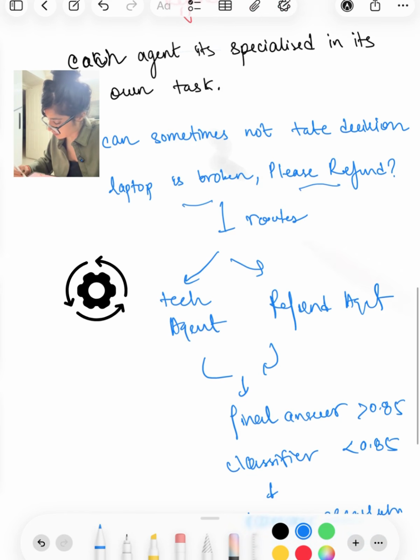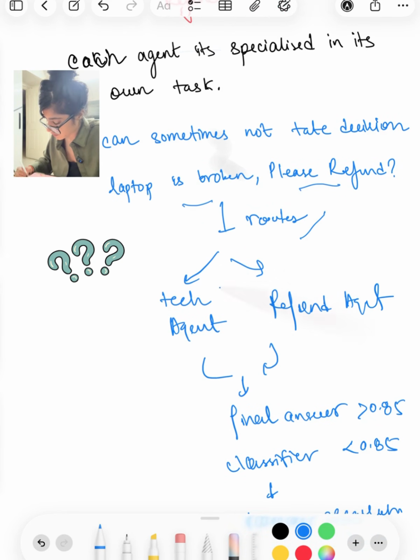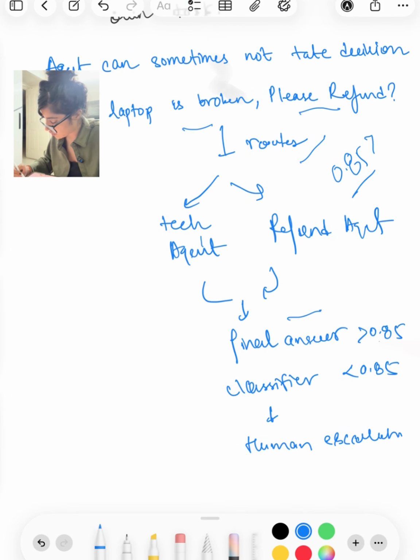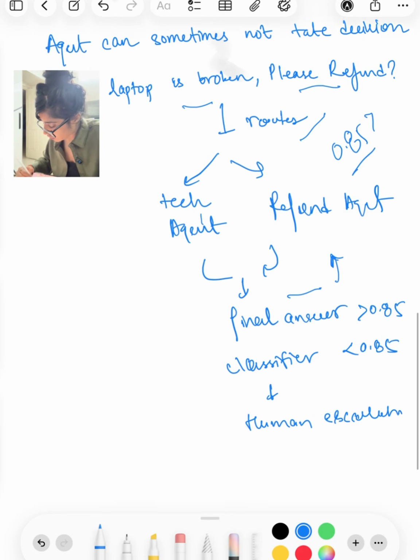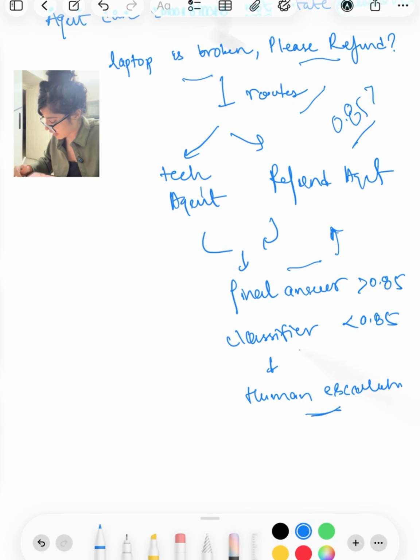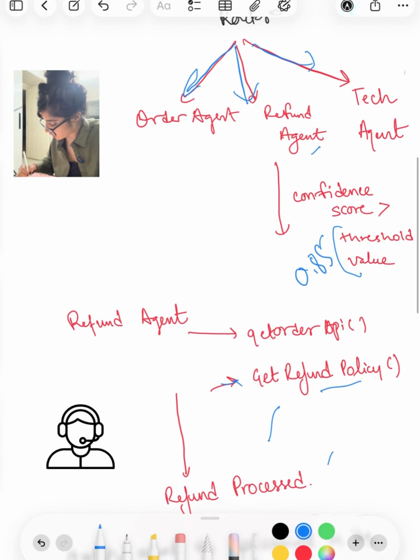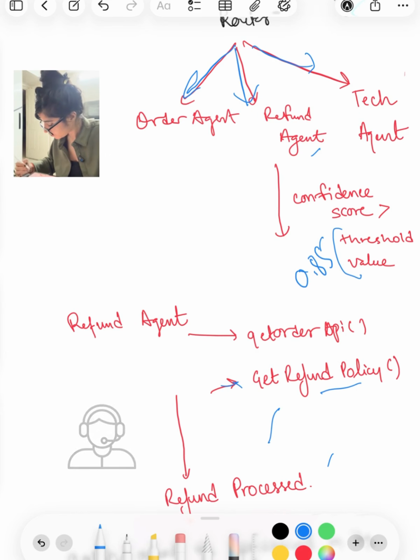Sometimes it can also happen that the statement is confusing and it is unclear what path we should take. So the customer support agent got the request, my laptop is broken, please refund. The router will try to understand the intent of the problem, then it says okay, this can go to the tech agent, it can also go to the refund agent, because both are getting a confidence score greater than 0.85. Now depending on both of the agents, it will come to the final answer, and if the answer is greater than 0.85, the decision will be taken on that, but if there is no confidence from the agents, then human escalation will be involved. So a second level of classification will be there and the human escalation will be done.